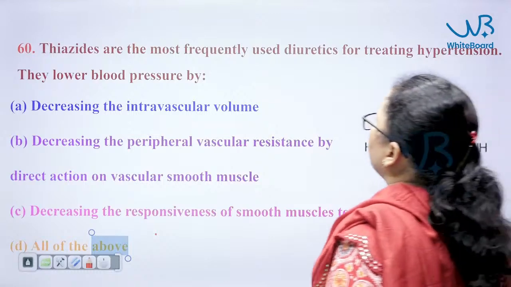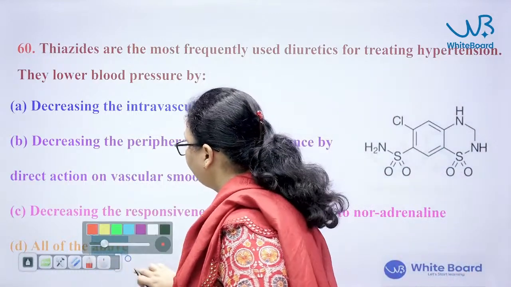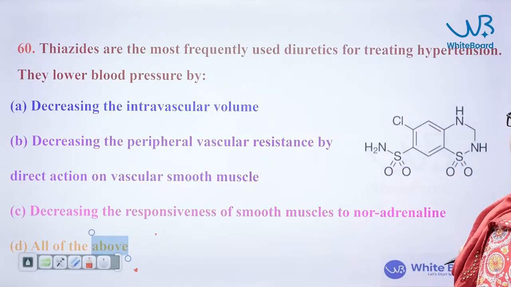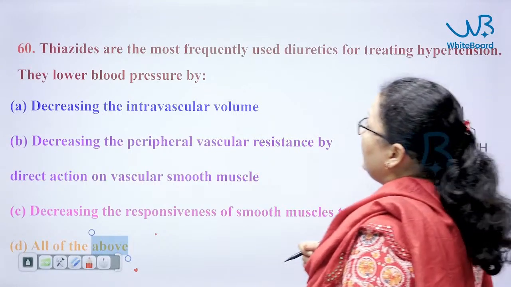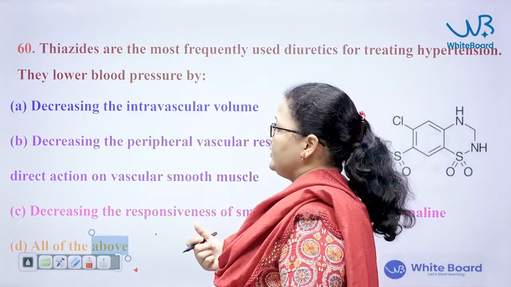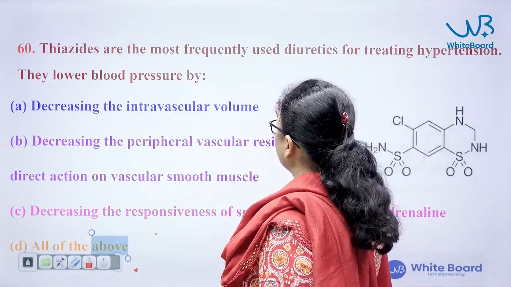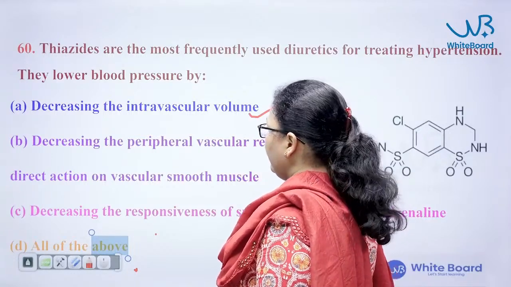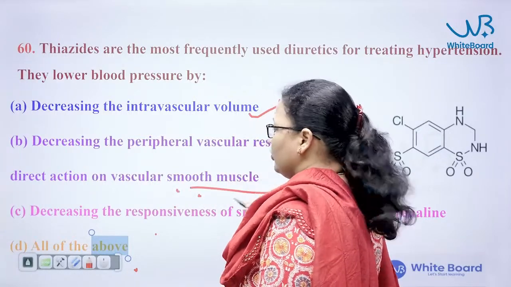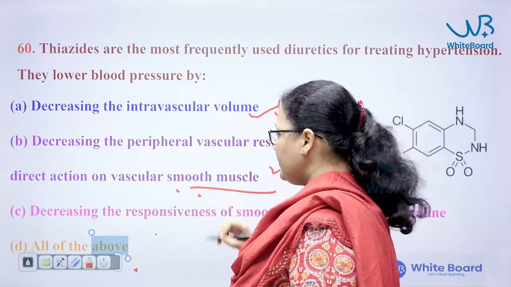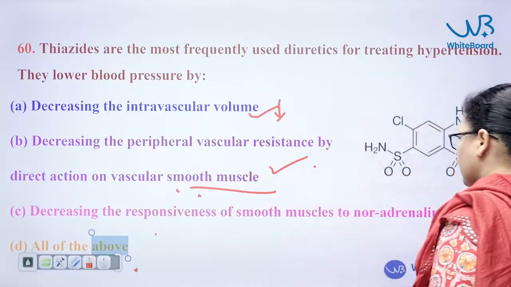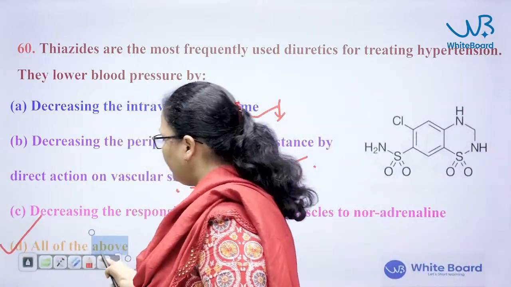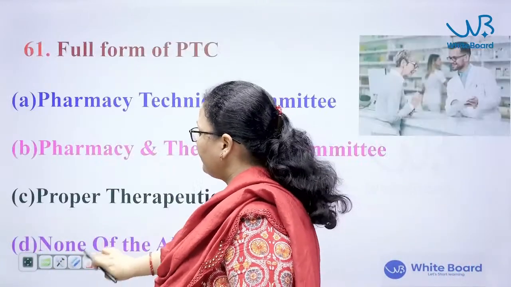Next, thiazides are the most frequently used diuretics for treating hypertension. Yes. They lower the blood pressure by what mechanism? Decreasing the intravascular volume, correct. Decreasing the peripheral resistance by direct action on the vascular smooth muscle, yes. Decreasing the responsiveness of the smooth muscles to noradrenaline, correct. So, all the options are correct. That is option D.